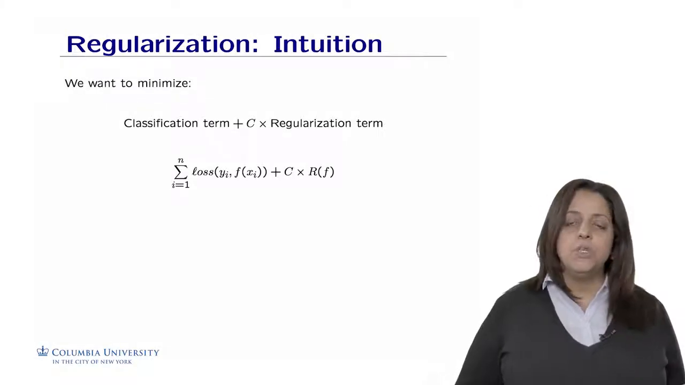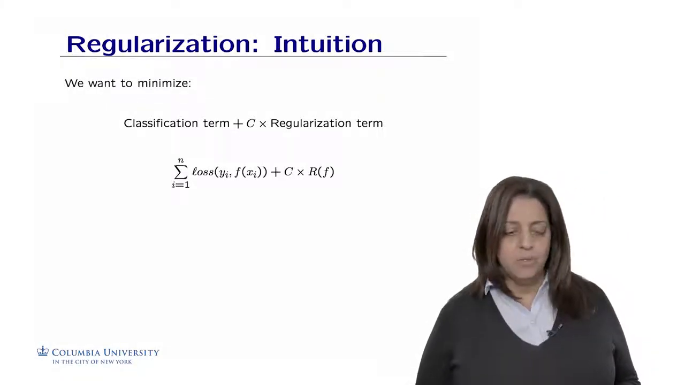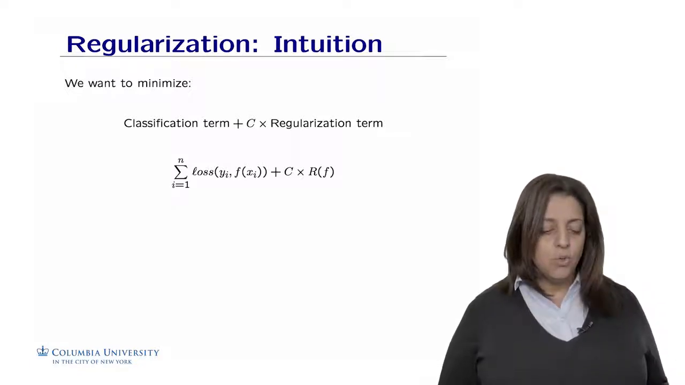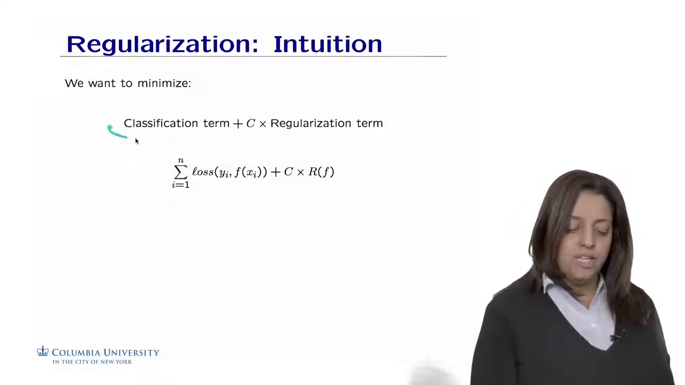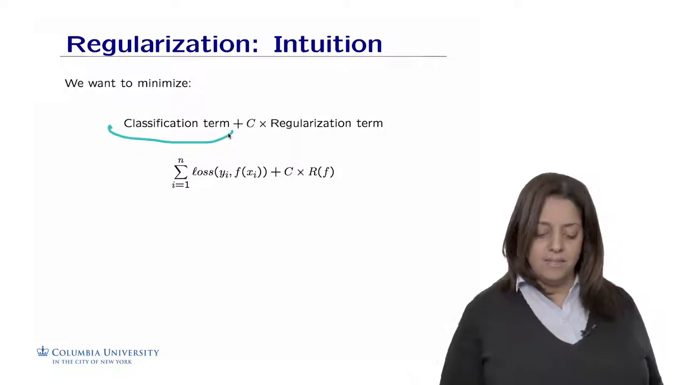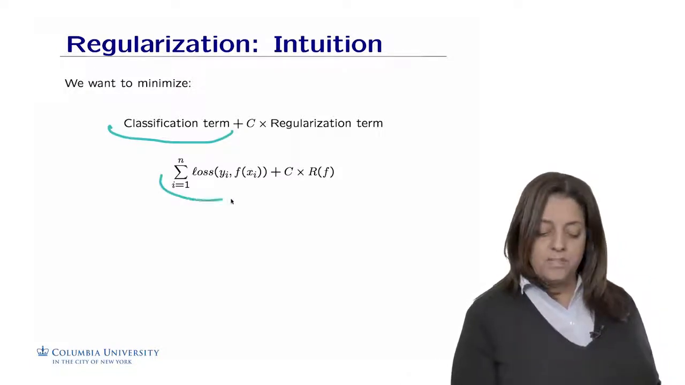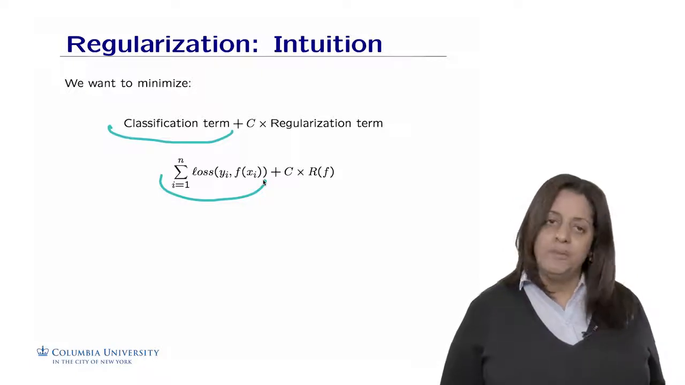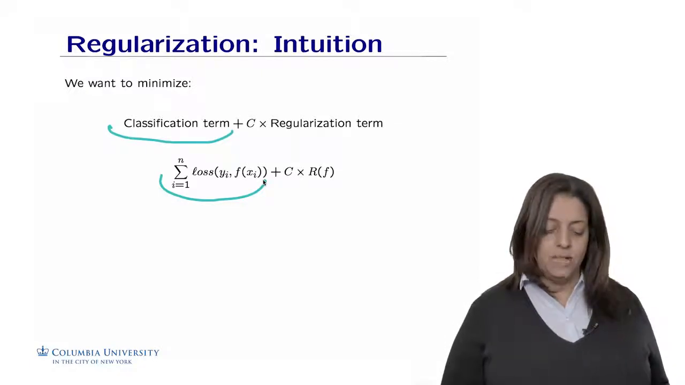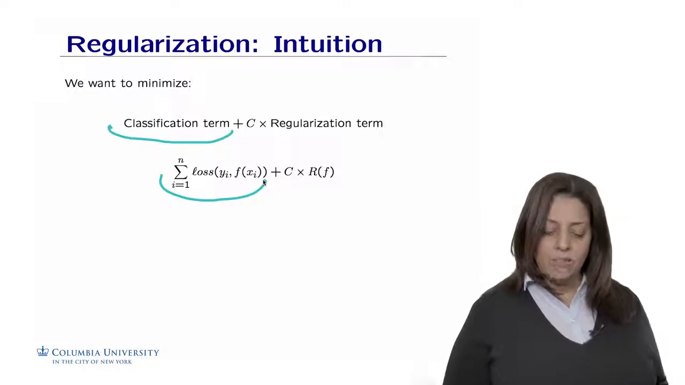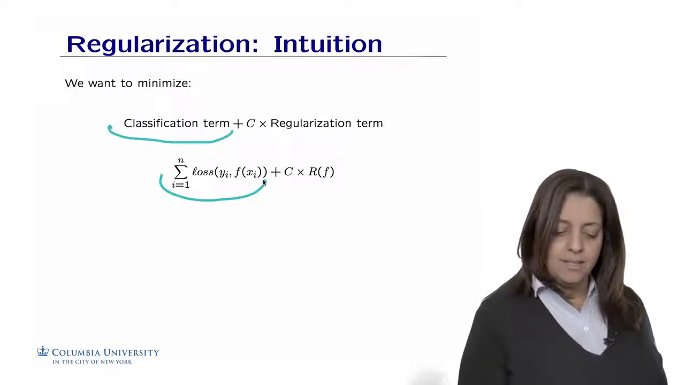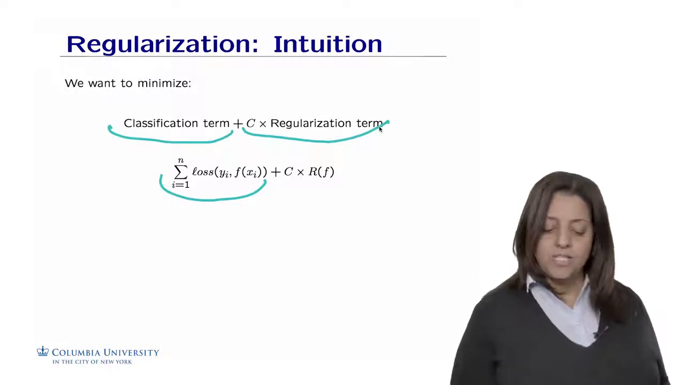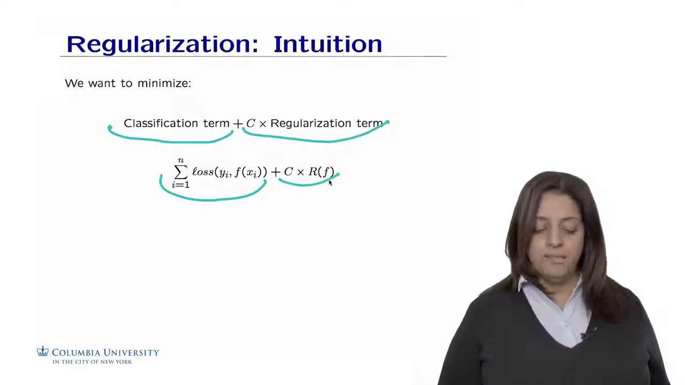So first of all, the intuition behind regularization is as follows. Remember, we want to minimize some error, some loss. So we have a classification term in general that we want to minimize, and in the case we have seen before, it's minimizing the loss. We don't want to make a lot of mistakes on the training error, right? But besides minimizing the error, we're going to add C times some regularization term, which is actually a function of the model F.